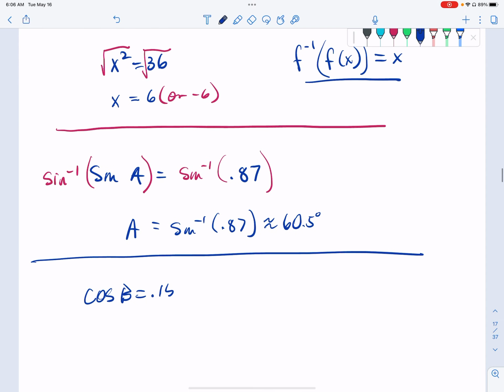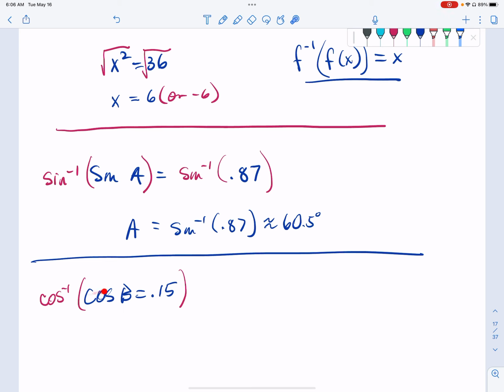Okay, 0.15. All right, so again, I have this B, which is an angle inside the cosine. I need to untrap it from the cosine by taking the inverse of cosine on both sides. So usually in practice, this is what we do. The proper notation is what I did up here, but just for a shortcut, I'm going to do it like this, indicating that I'm taking the inverse cosine of both sides.